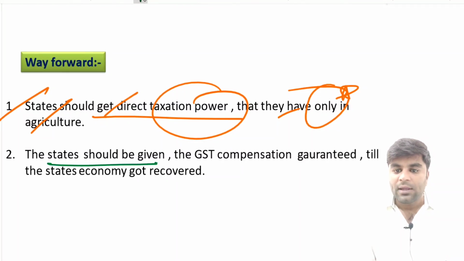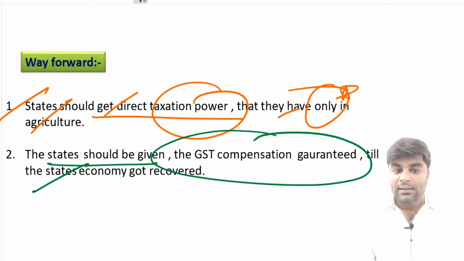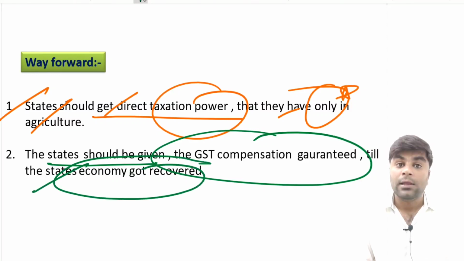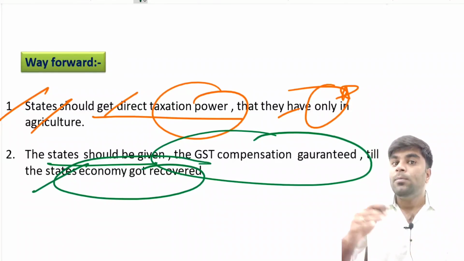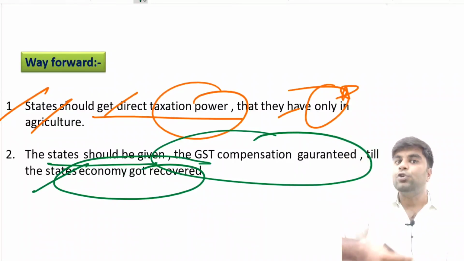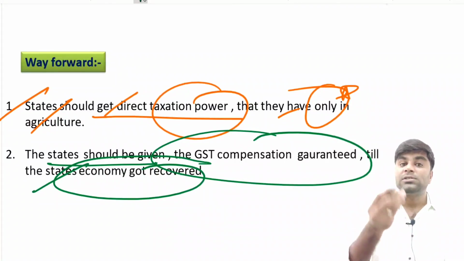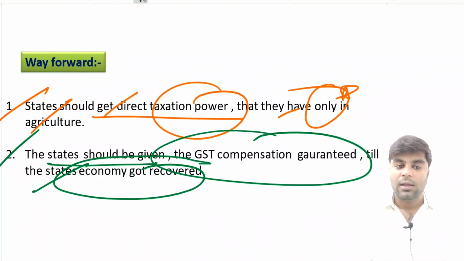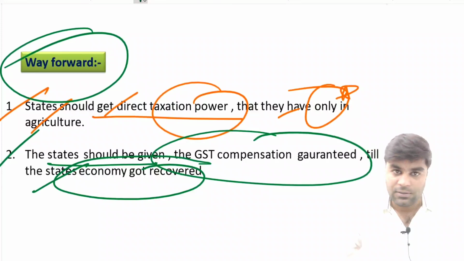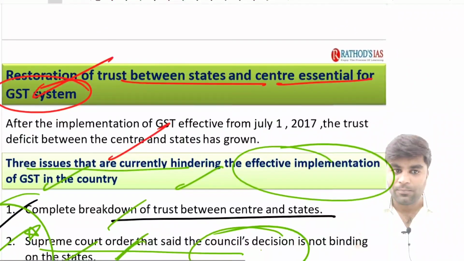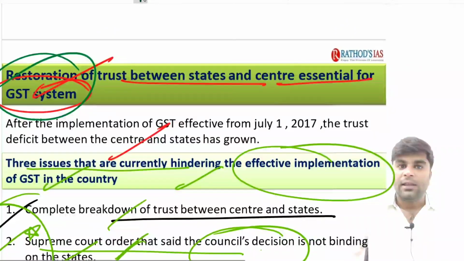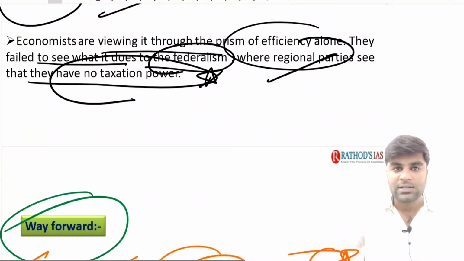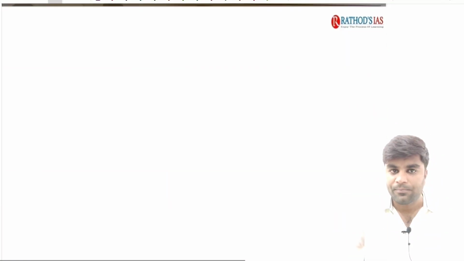The states should be given the GST compensation guaranteed till the state's economy has recovered. The author is suggesting that there should be no particular 5 years or 6 years or till 2026. The GST compensation should be given to the states till the state's economy has recovered, like the way they used to collect their revenues before the implementation of the GST. So this is the way forward given by the author in this particular news article. I hope it is very clear to you: what the issues are and what the way forward is for this particular current affair.